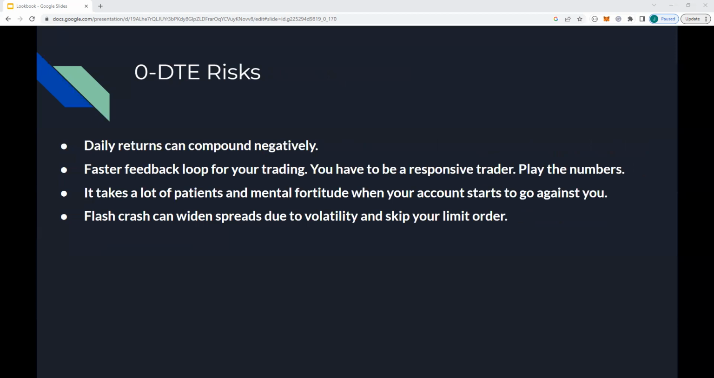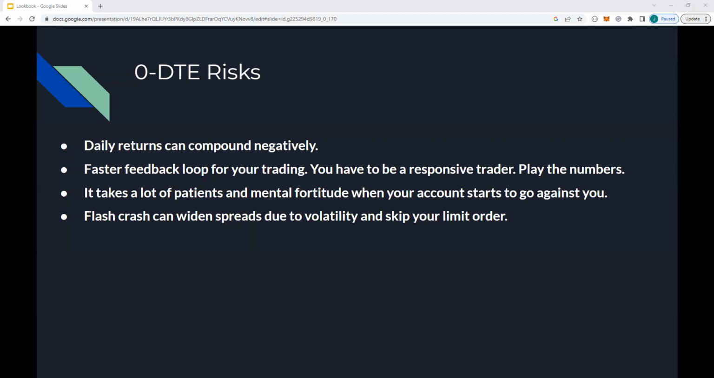Zero DTE risk. So the same as point one in the previous slide is that the negative compounding effects can go against you really quick. Faster feedback loop for trading. So again, like the points on the last slide, this is exactly as it sounds. Your position can go against you negatively, and you really have to be responsive and play the numbers. What I mean by play the numbers is you're going to see in the back test, there's going to be winning percentages, and you just have to trust your strategy building skills and your iterative process. And that's what I mean by being a responsive trader.